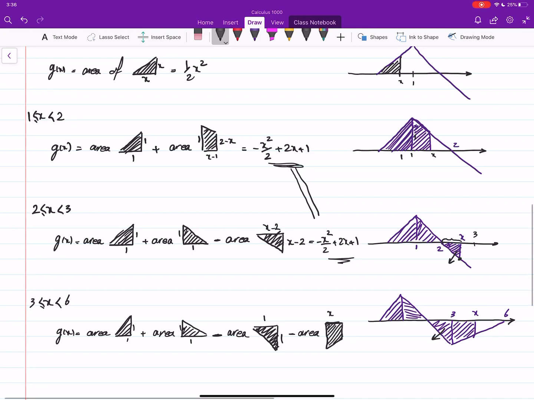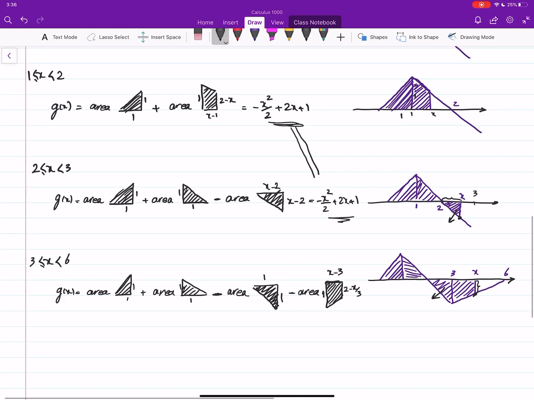What are the values here? This is x minus 3 there. And well, if you use the value of the function, it will give you the negative of the length, which is 2 minus x over 3. This side is 1. So you do the work you need to do. The final value for the function in this interval is going to be x squared over 6 minus 2x plus 5.